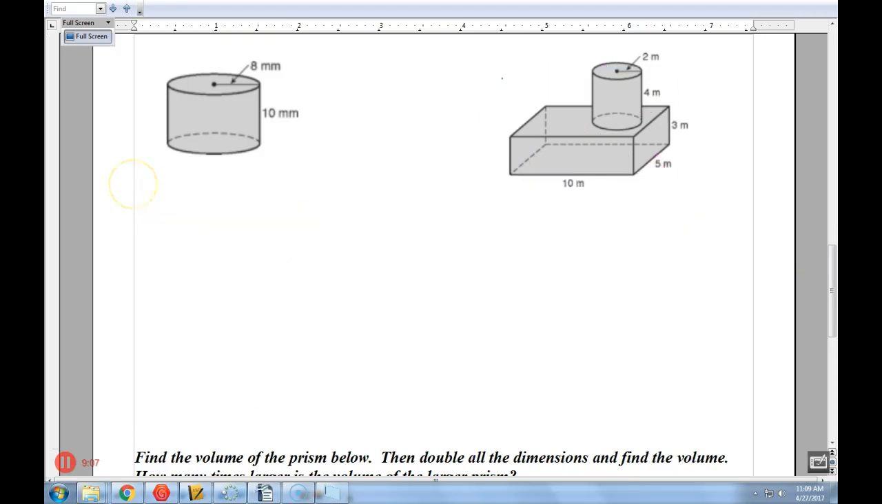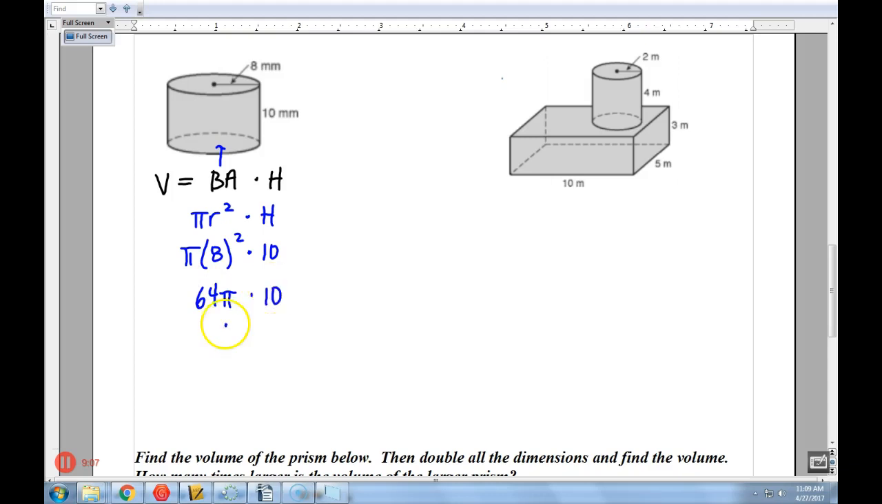Alright, straight up cylinder. Let's get after this. Volume is the base area times the height. I'm going to use that capital notation from now on. So the base area is actually a circle. So it's pi r squared times the height of the cylinder. So the radius is 8. So I have pi 8 squared times 10. So 8 squared, that's 64 pi times 10, or 640 pi.